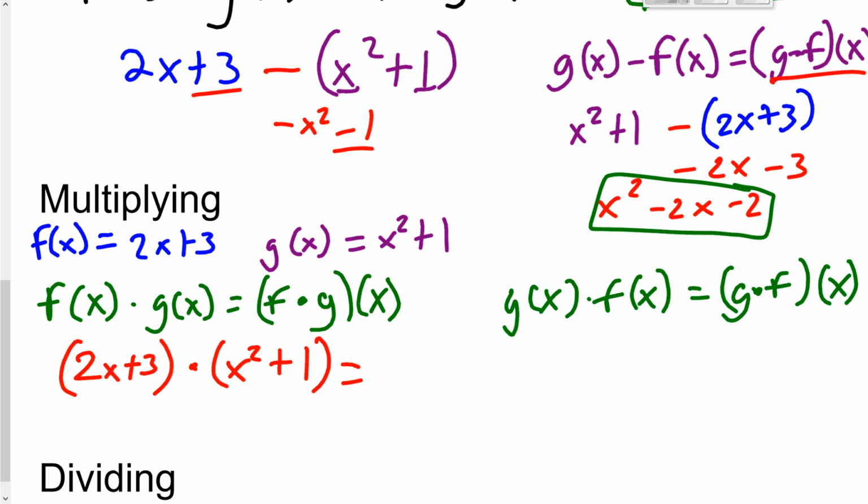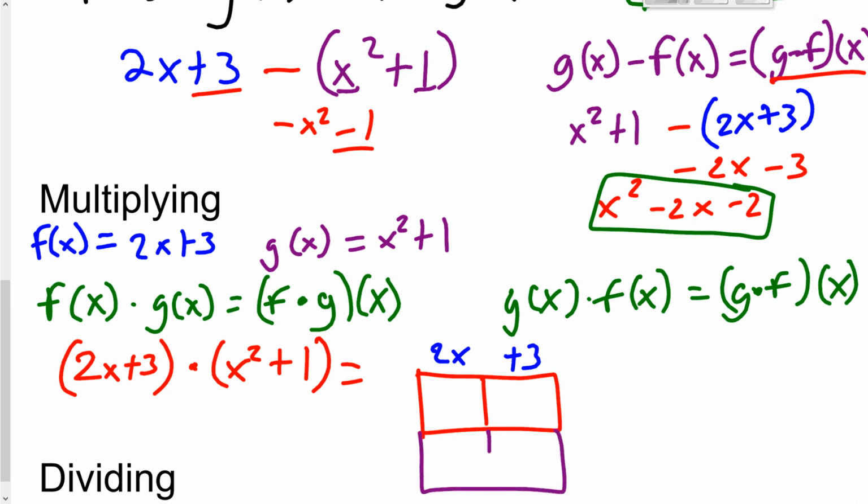or however you multiply expressions here. Another way to do it is to do an area model. So it's a 2 by 2. I have my 2x and then a positive 3 here. So that's 2 columns there, and then I need my 2 rows, and that's my g function. So x squared and a positive 1. And then I just find the area.